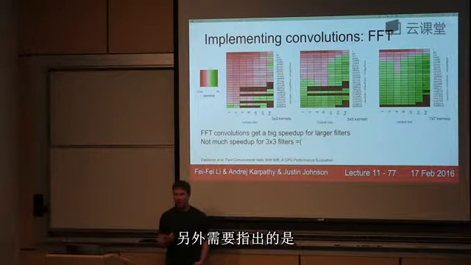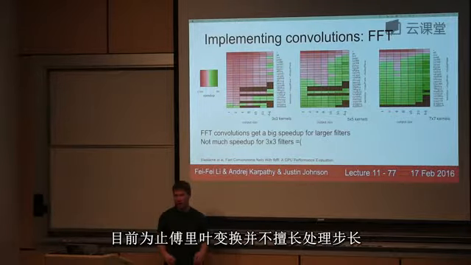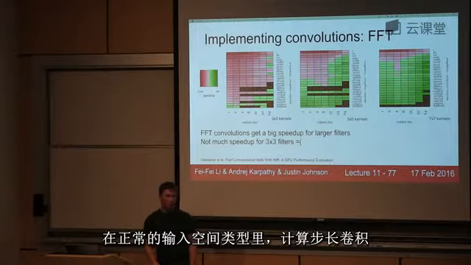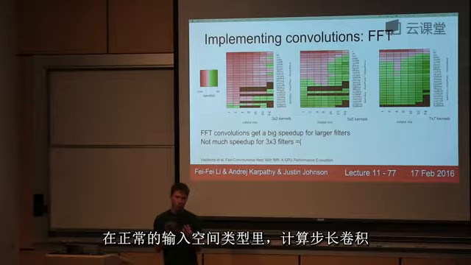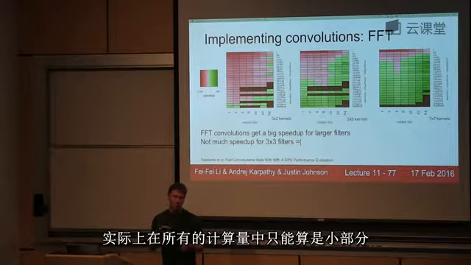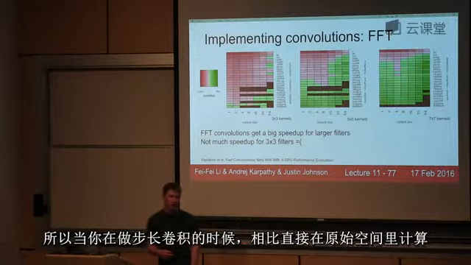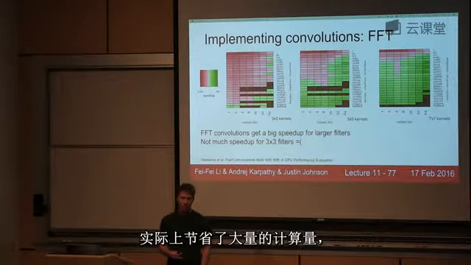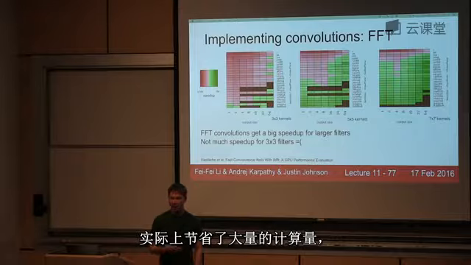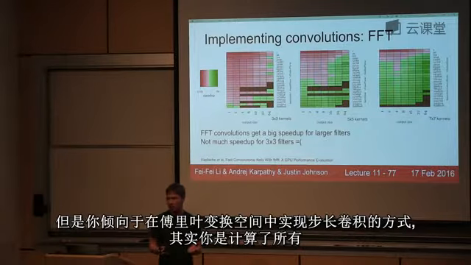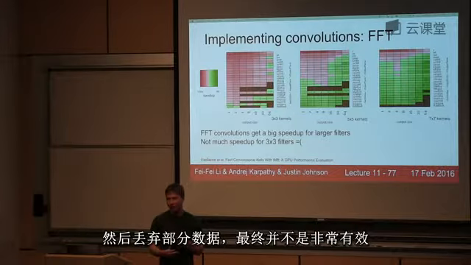Although another thing to point out is that one downside about Fourier transform convolutions is that they don't handle striding too well. When you're computing strided convolutions in normal input space, you only compute a small subset of those inner products. So you actually save a lot of computation when you do strided convolutions directly on the input space. But the way you tend to implement strided convolutions in Fourier transform space is you just compute the whole thing and then you throw out part of the data. So that ends up not being very efficient.